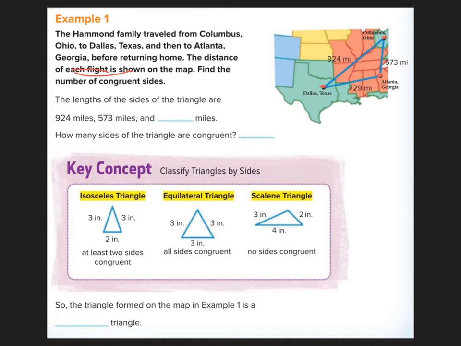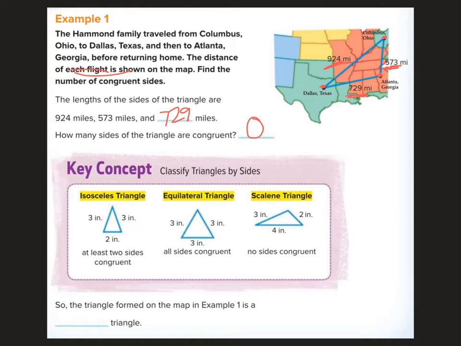Find the number of congruent sides. Okay, the lengths of the sides of the triangle are 924 miles, 573, and 729. How many sides of the triangle are congruent? Now, what does congruent mean? Exactly the same. Everything about it is exactly the same. That's what congruent means. So how many are exactly the same?